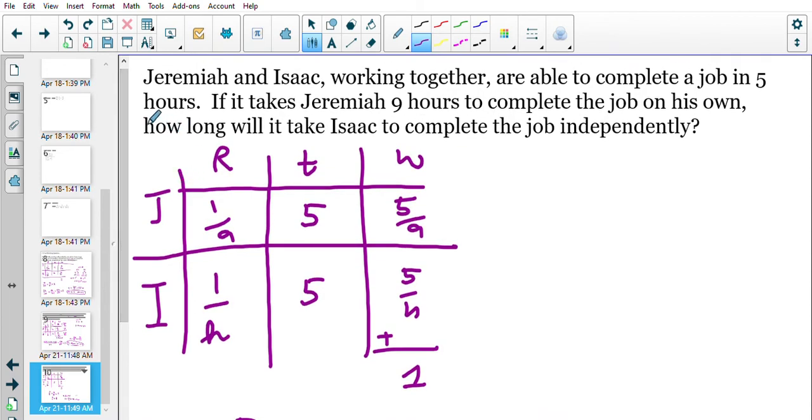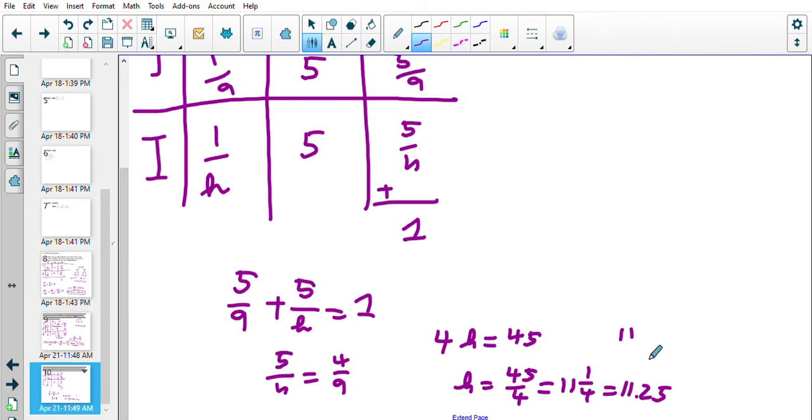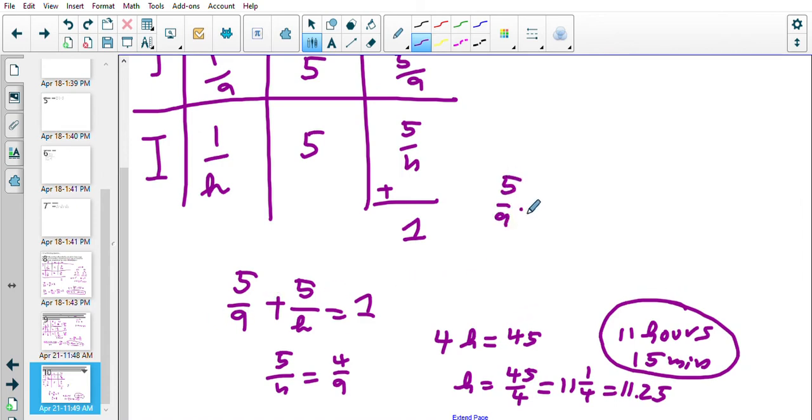Hours. You can also say 11 hours and 15 minutes is how long it would take Isaac. That's how many hours it would take Isaac working alone. And this one's pretty easy to check your work. If you just do in your calculator 5/9 plus 5 over 11.25, if you just add those together in your calculator, that does equal exactly 1.